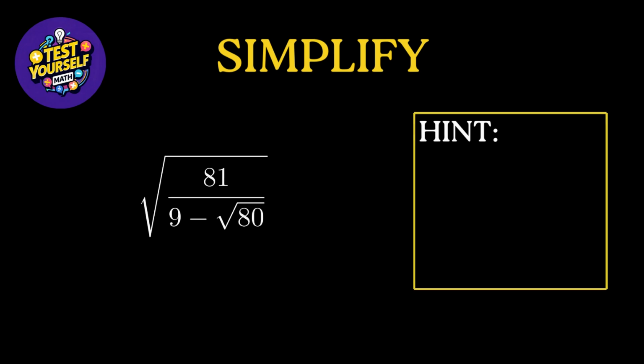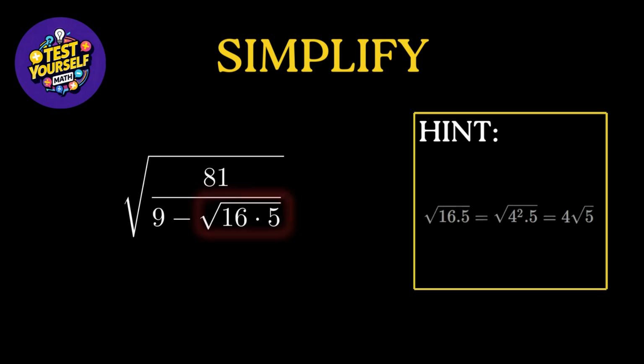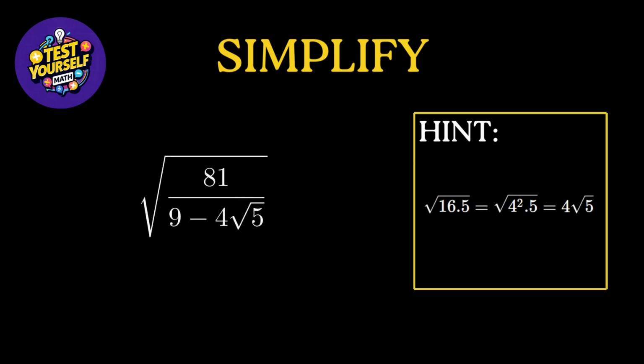First, notice the number under the square root in the denominator. 80 can be rewritten as 16 times 5, and this is useful because 16 is a perfect square. Taking the square root of 16 times 5 gives us 4 root 5, so the denominator becomes 9 minus 4 root 5. At this stage, we face a classic situation, a binomial with a square root in the denominator.